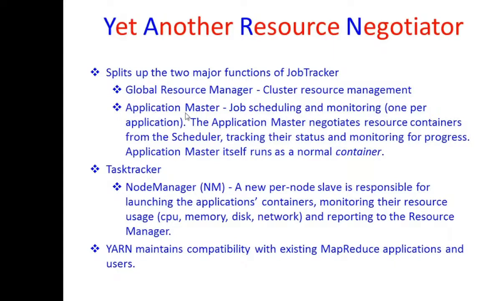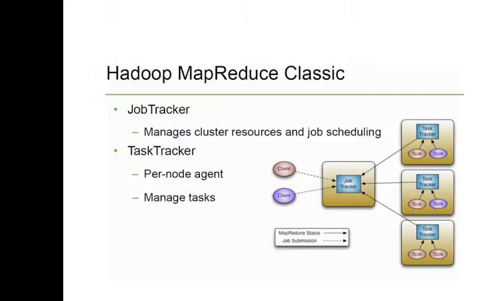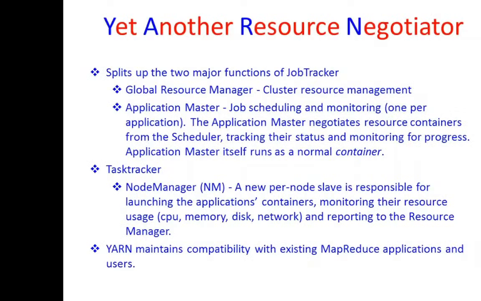Application master. Now there is one more thing. Earlier, in the earlier version, one job tracker was responsible for handling all the requests. Like over here, if client one submits a job, it will go to the job tracker. Client two submits job two, it will go to the job tracker. So all the job intake requests were going to one job tracker. In YARN, what they have done is split it up: one application master per job.